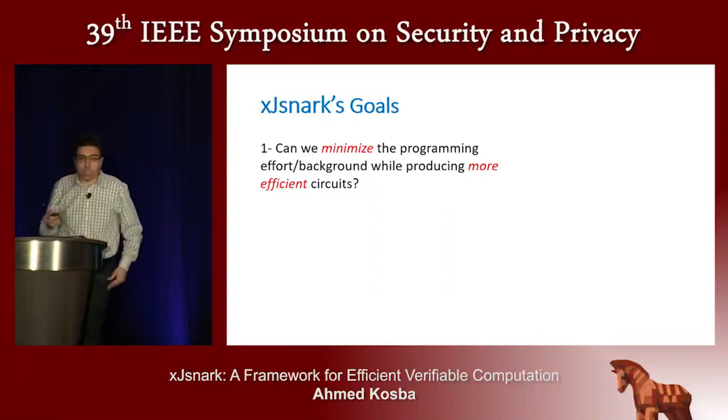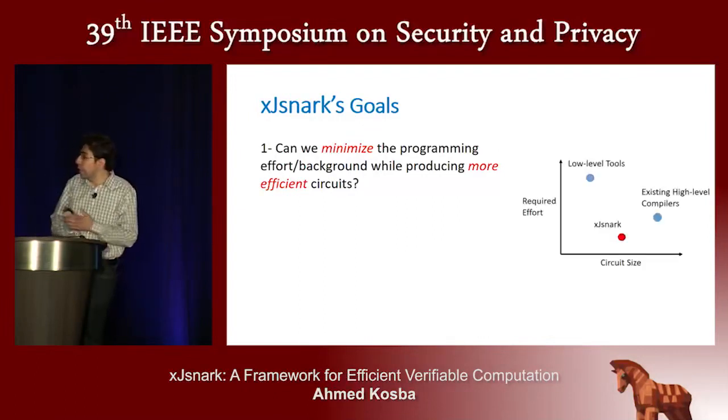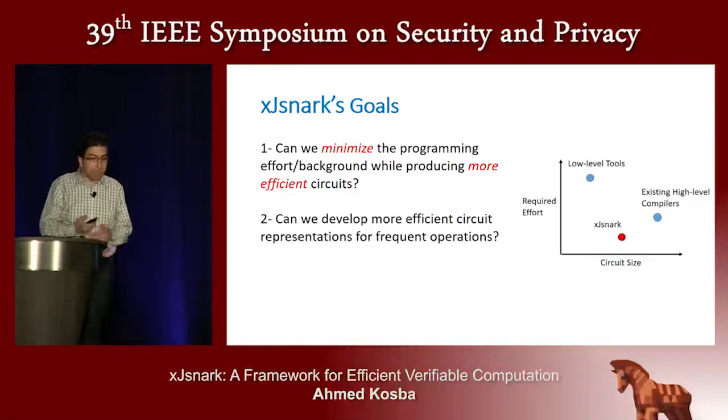Okay, so the goal of xJsnark is: can we minimize the programmer's effort and at the same time get more efficient circuits? Basically, in the design space, we would like to be in this shape. We would like to improve the circuit size and at the same time make the programming high level, or easier, for the programmer so that we can make writing applications faster and easier. And also, can we develop more efficient circuits for frequent operations?